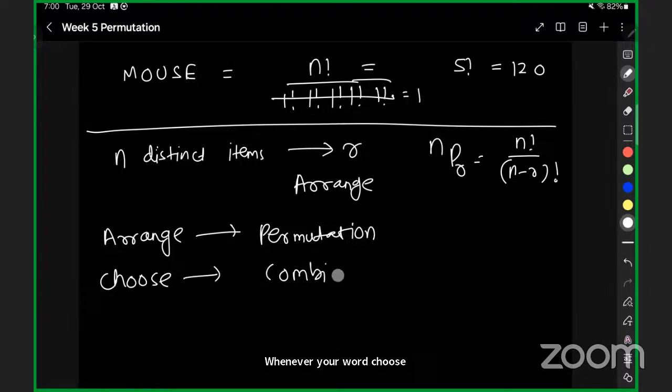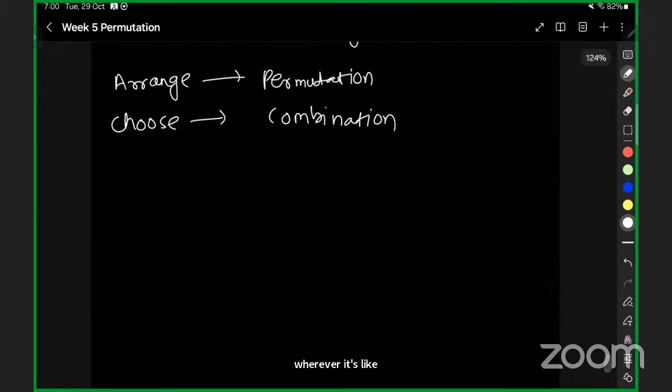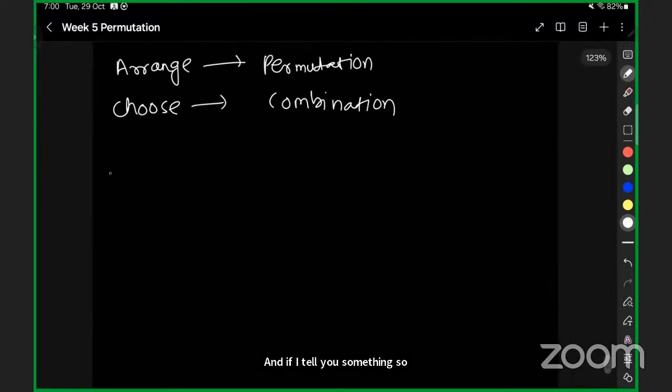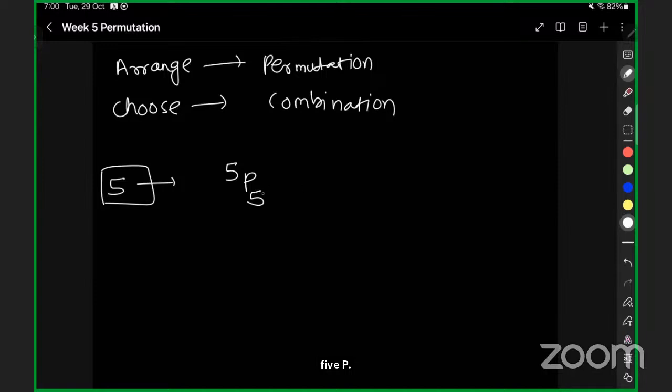Okay, and if I tell you something, let's say you have distinct objects, right? Let's say 5 distinct objects are there. Then you'll write 5P what, all of them. I'm keeping all of them and arranging them, right? So if I do that, you'll get 5 factorial divided by (5 minus 5) factorial, correct? And 0 factorial is 1. So ultimately you'll get 5 factorial.